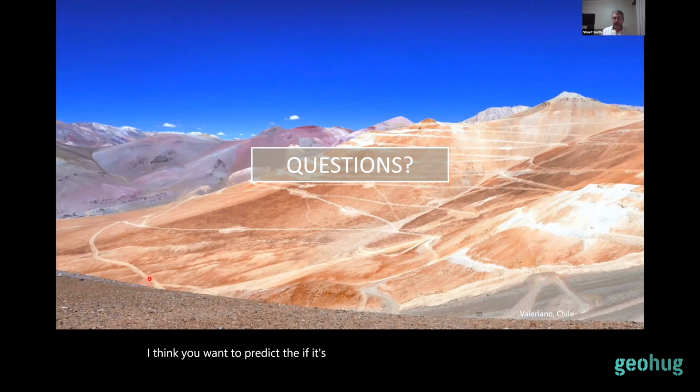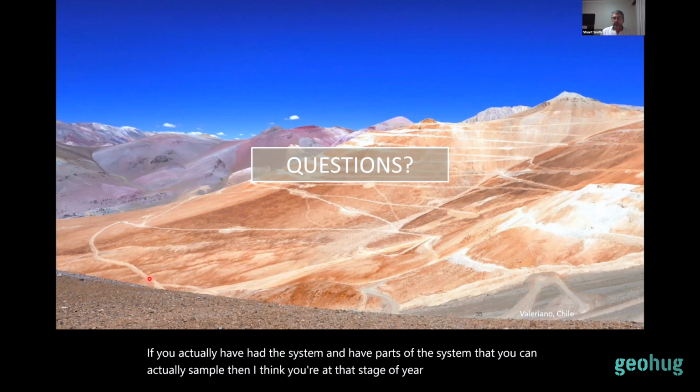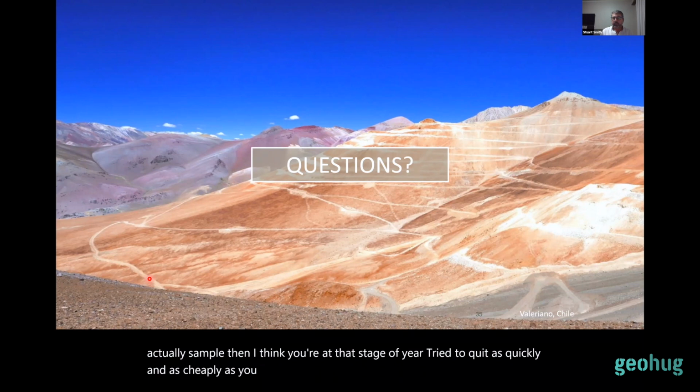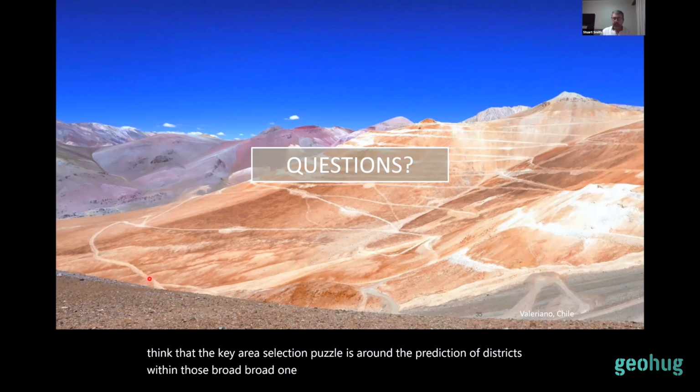Your first goal is prediction of a district, a potentially fertile magma chamber that might be throwing off porphyries, I think. If you actually have the system and have parts of the system that you can actually sample, then I think you're at that stage of trying to, as quickly and as cheaply as you can, predict the potential fertility of that system. And obviously, if that's undercover, you've got to drill a few holes into it. But to me, I think that the key area selection puzzle is around the prediction of districts within those broad 100 million year, 1,000 kilometre kind of scale arc environment.